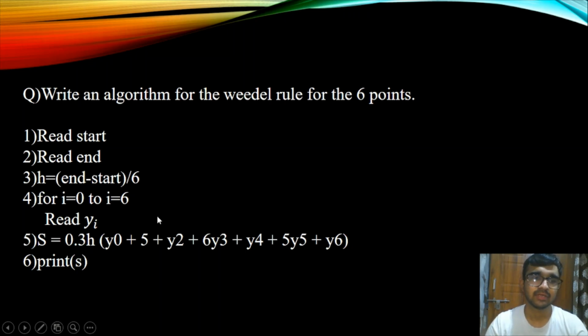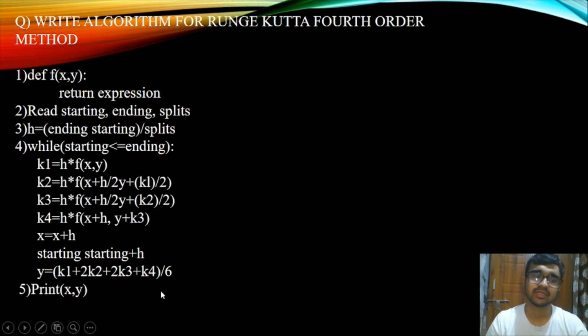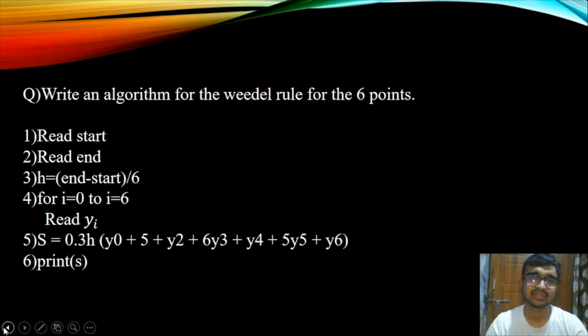At last we will assign our sum equals 0.3h into y0 plus 5 y2 plus 6 y3 plus y4 plus 5 y5 plus y6, and at last we would print the value of our s, because our answer will be stored in the variable s. This is quite simple.